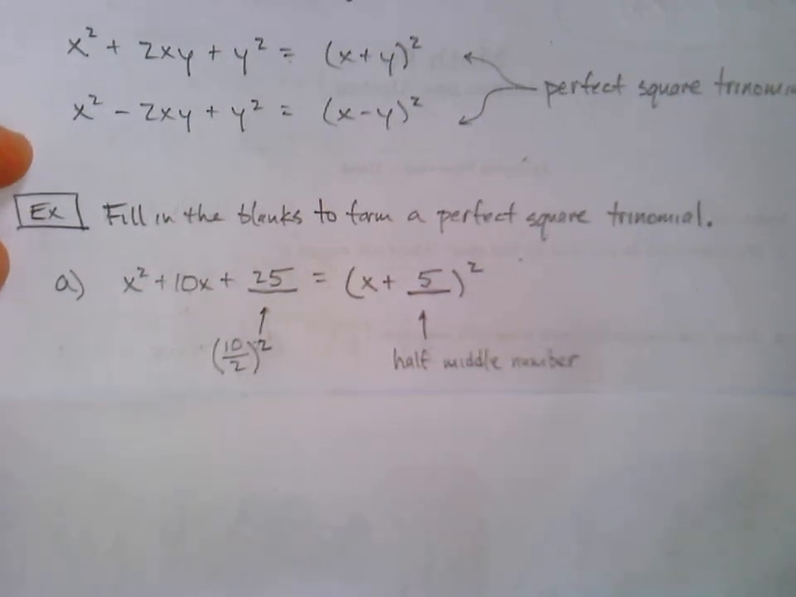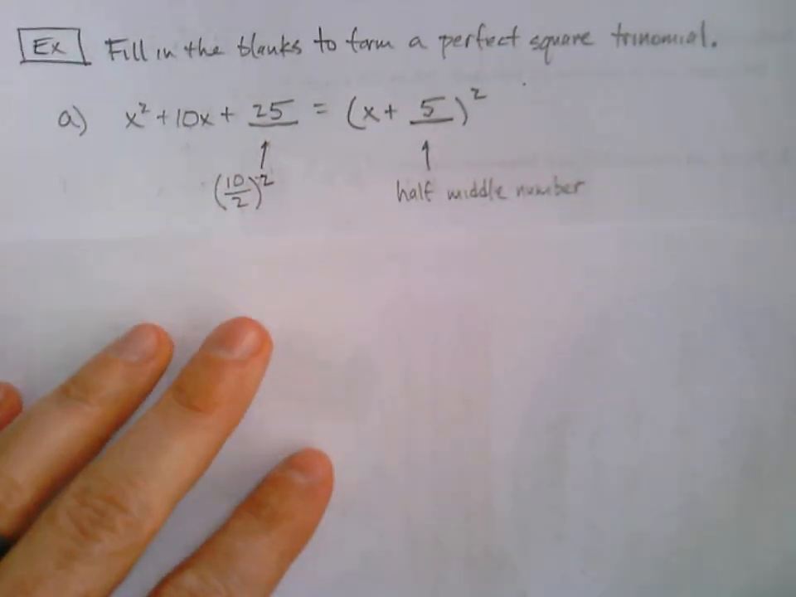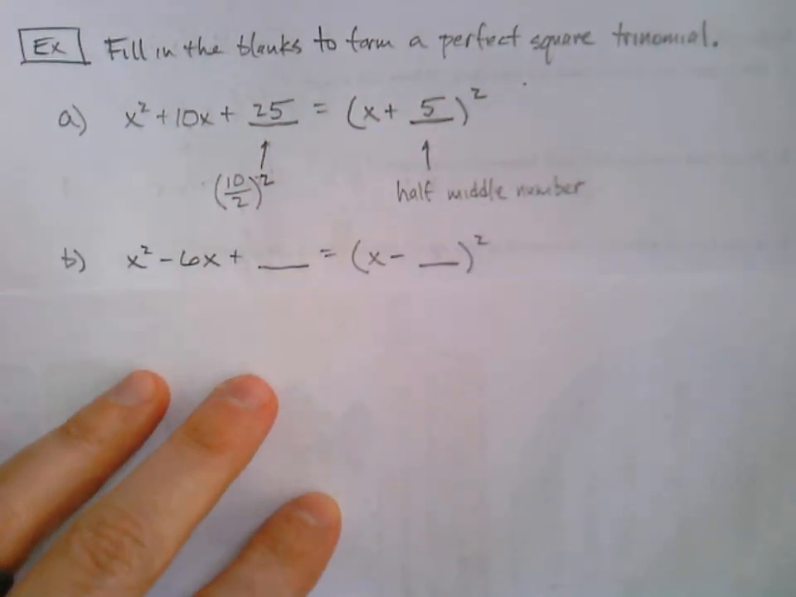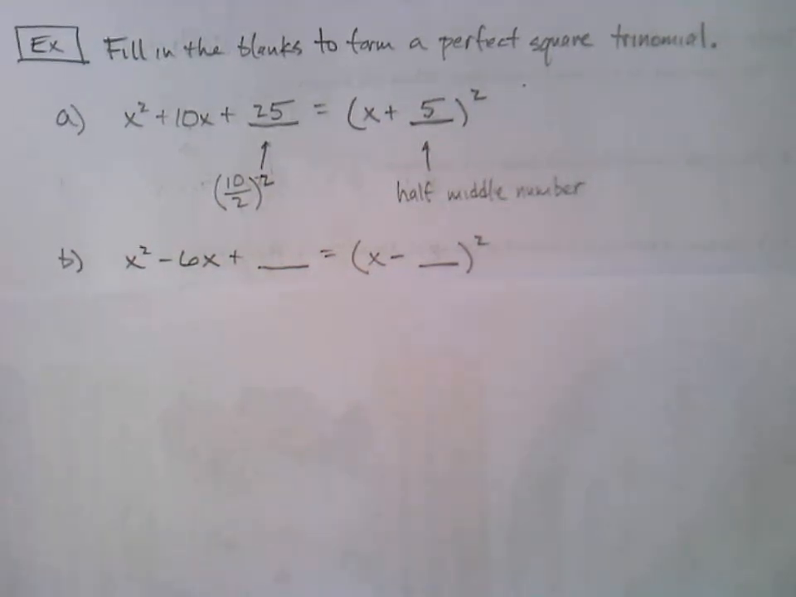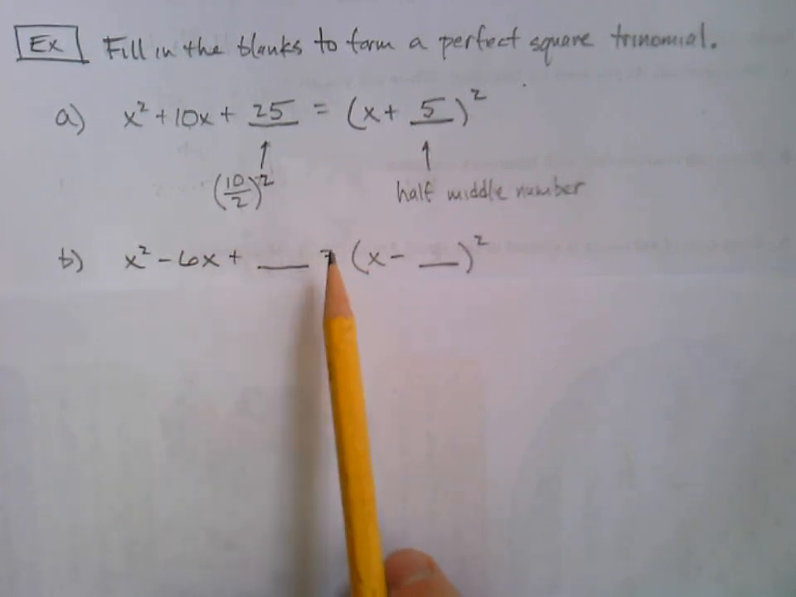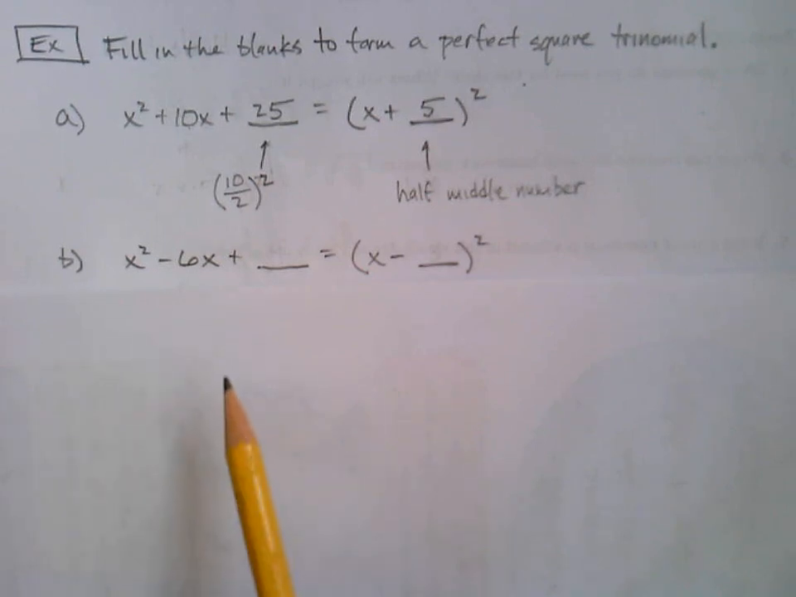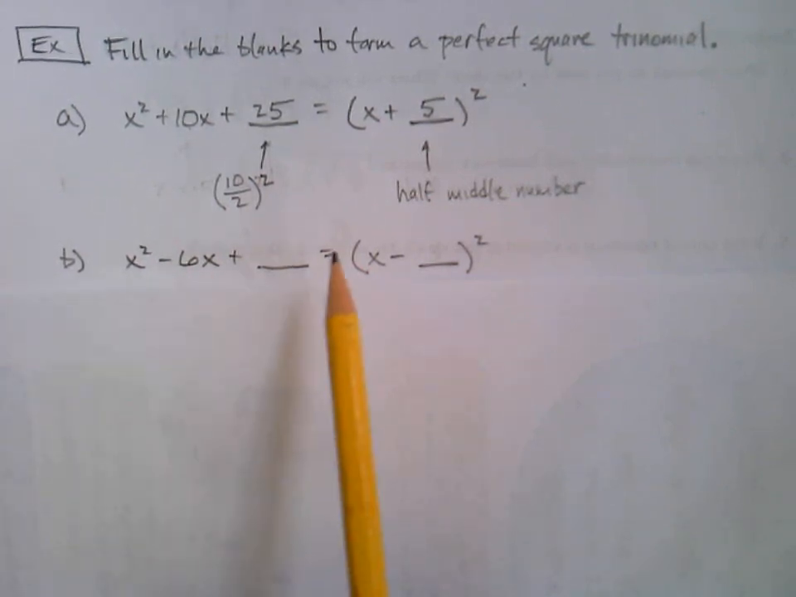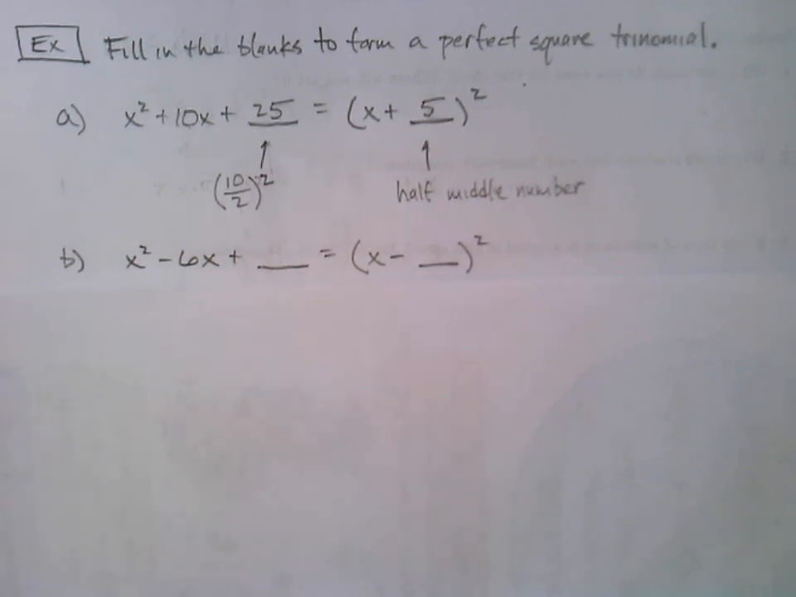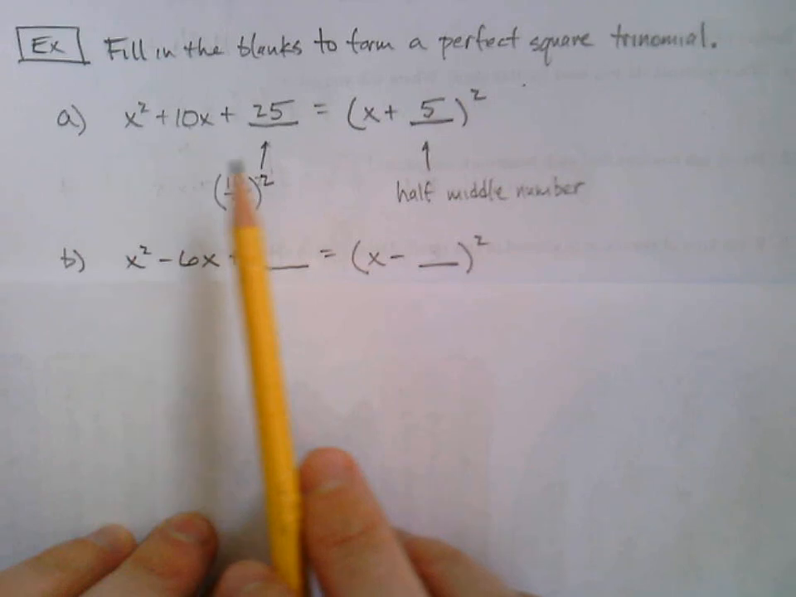Okay, let's do another one. See if you guys got the rhythm here. How about this? X squared minus 6x plus what equals the quantity x minus what squared? And one thing you notice, we've got the minus going on. The minus here will mean there's also a minus sign there. What should this number be? And we can follow the same pattern.